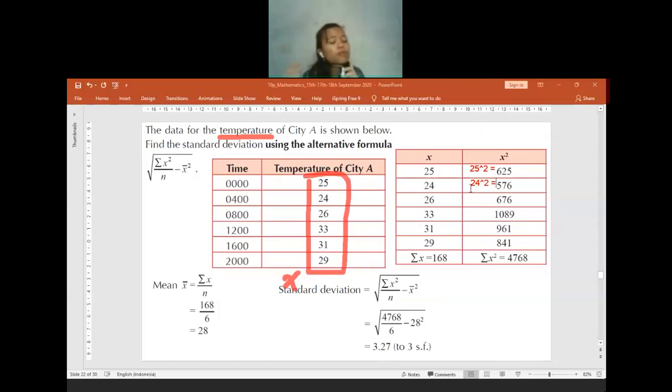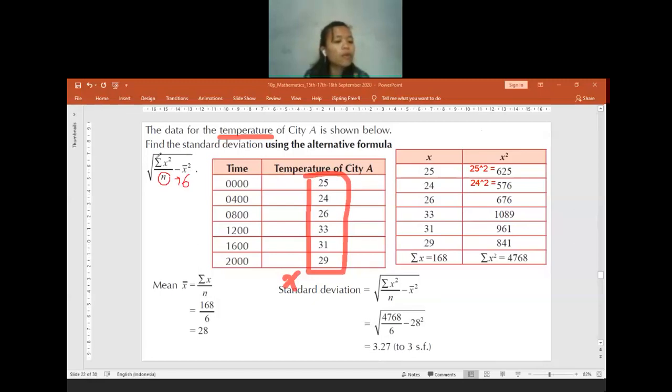You have to find the square for each value first. After you find the square for each value, you have to plus them. Because when I plus them, I will get 4768. Following the formula, we need the sigma x square. We already have the sigma x square. For the n in here, it will be taken from the total frequency. Because this is only 6 data, the n will be equal to 6.